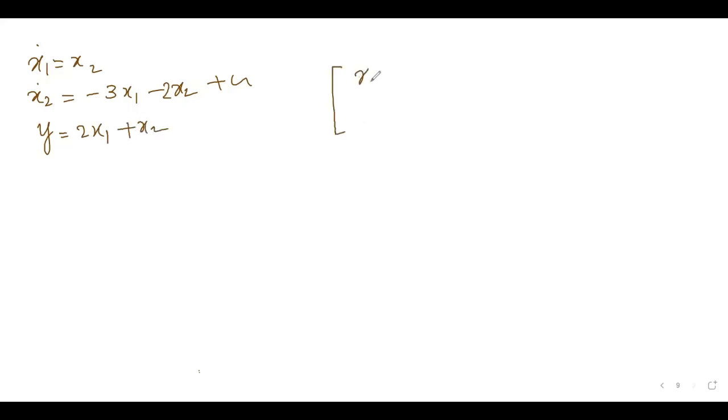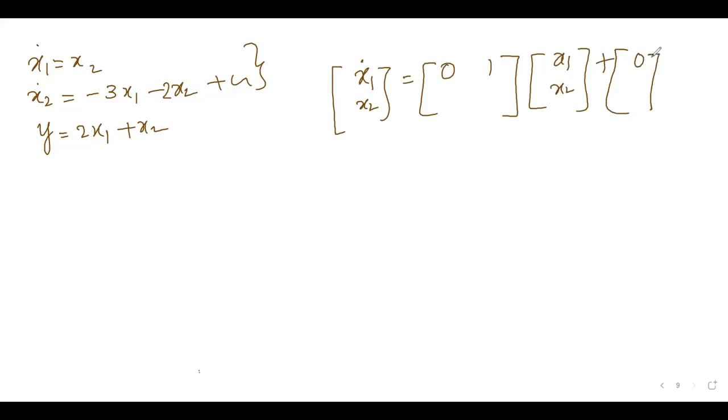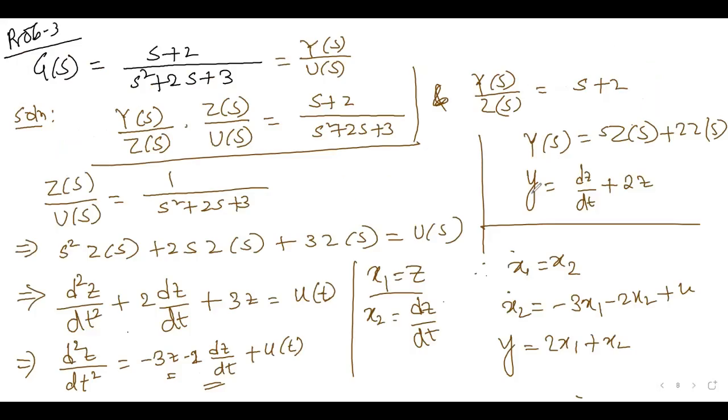So in matrix form you can write x1 dot, x2 dot, from these two equations, is equal to [0 1; -3 -2] times [x1 x2] plus [0; 1] u. Okay, and what about y? y equals [2 1] times [x1 x2]. Alright.